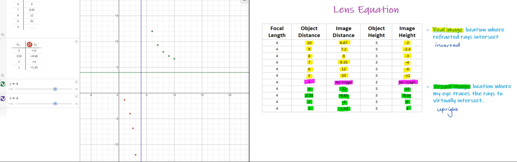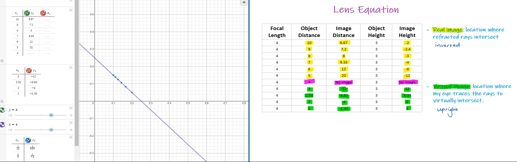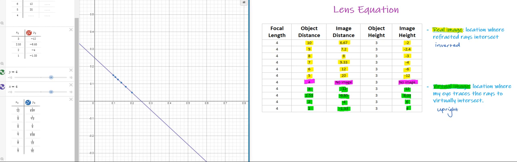Now what we can do is linearize this data and take a look at something that will eventually get us to the actual lens equation. So let's go ahead and do that. What I did to linearize this graph was take the inverse of both the x values and the y values. Originally I had 10, 9, 8, and so on, 6.67 and so on. And I took the inverse of all of those and graphed those. And we see they fall all along this line here that has a slope of -1.